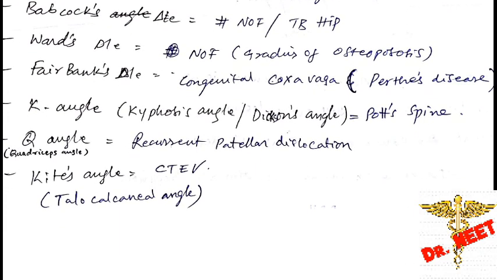Babcock's triangle, it is present in fracture neck of femur or TB hip. Ward's triangle, it is present in neck of femur. It is used for grading of osteoporosis. Fairbank's triangle, it is present in congenital coxa vara, also known as Perthes disease. K angle or kyphosis angle or Dickson's angle, it is seen in Pott's spine. Quadriceps angle, it is seen in recurrent patellar dislocation. Kite's angle, it is present in CTEV. Kite's angle is talocalcaneal angle.